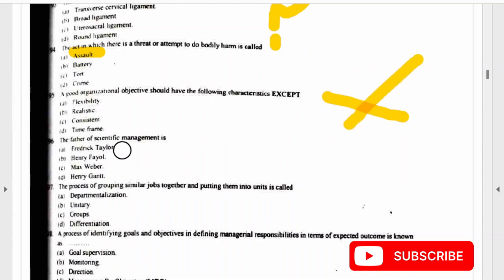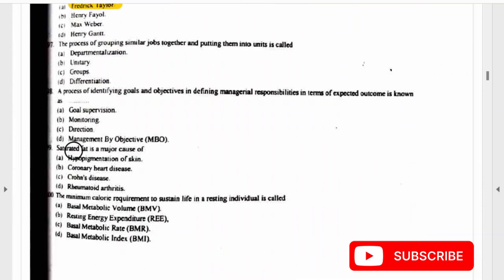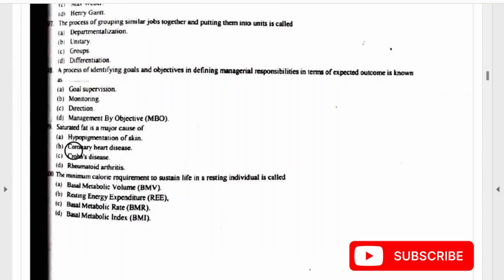So the father of scientific management is who? Frederick Taylor. So let's go to the next one. The process of grouping similar jobs and putting them into units is called what? You can tell me quickly. It is departmentalization. Departmentalization is actually the process of organizing job activities into groups or departments based on function, product, or geography. So let's go to the next question.